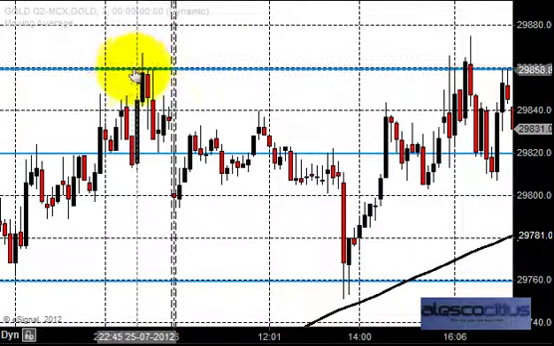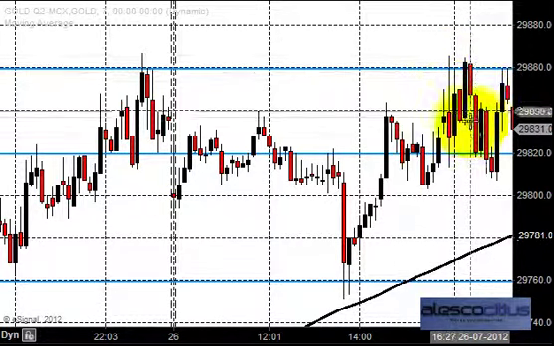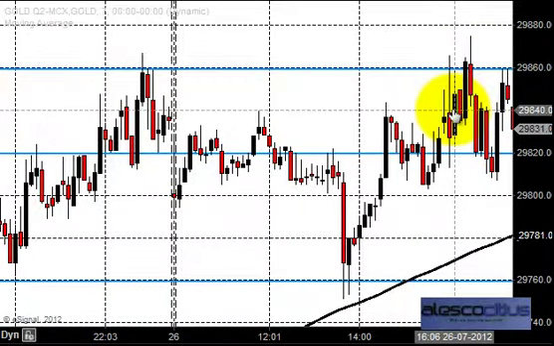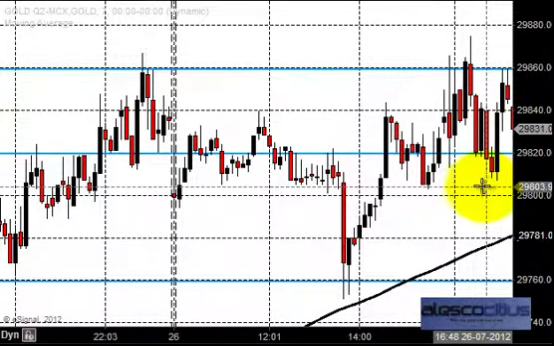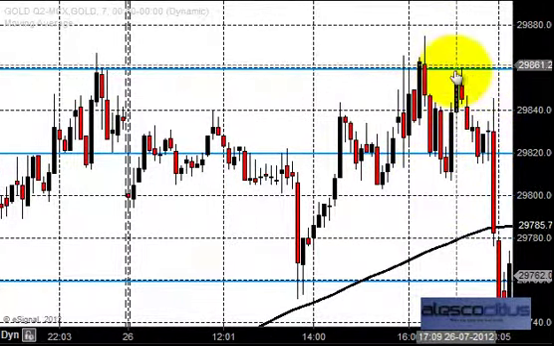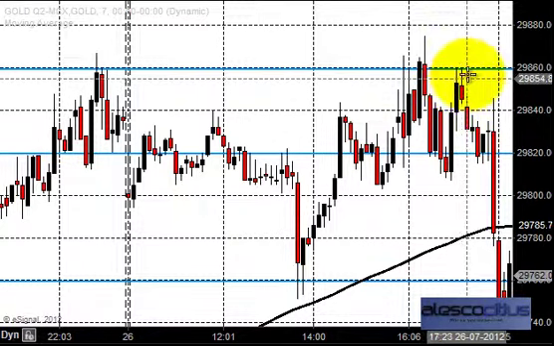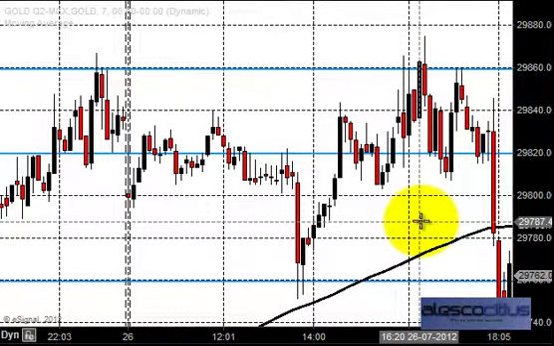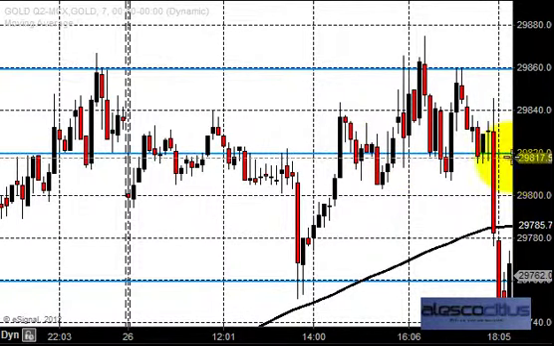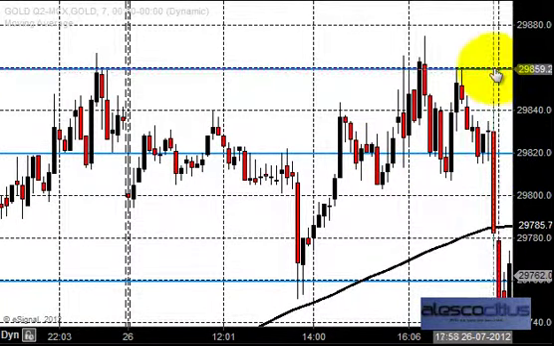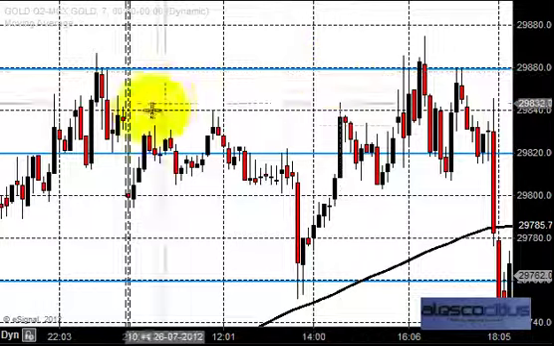So this is forming a resistance zone. You can see that after entering 29,860 it came down, then it again went and tested the zone. So it is a lot of struggle. It is forming a potential resistance zone. 29,820 to 29,860 is forming a potential resistance zone.